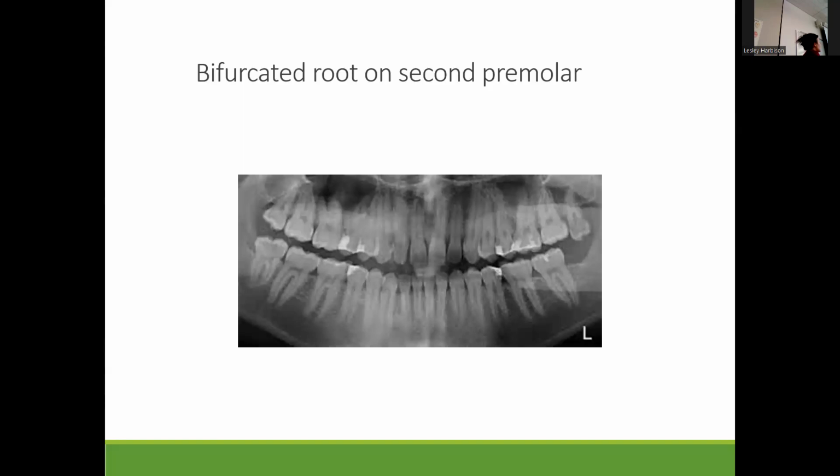Ortho, it's 5, 12, 20, and 29. So it is the first. So they most often take out the first premolar. The maxillary firsts are bifurcated, but mandibular seconds are more likely to be bifurcated if there's bifurcation on the mandibles.